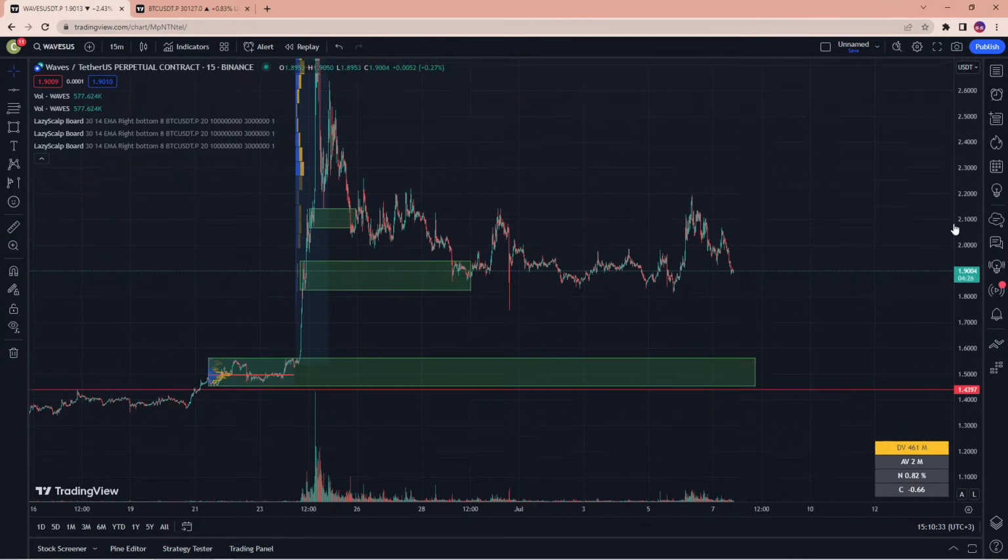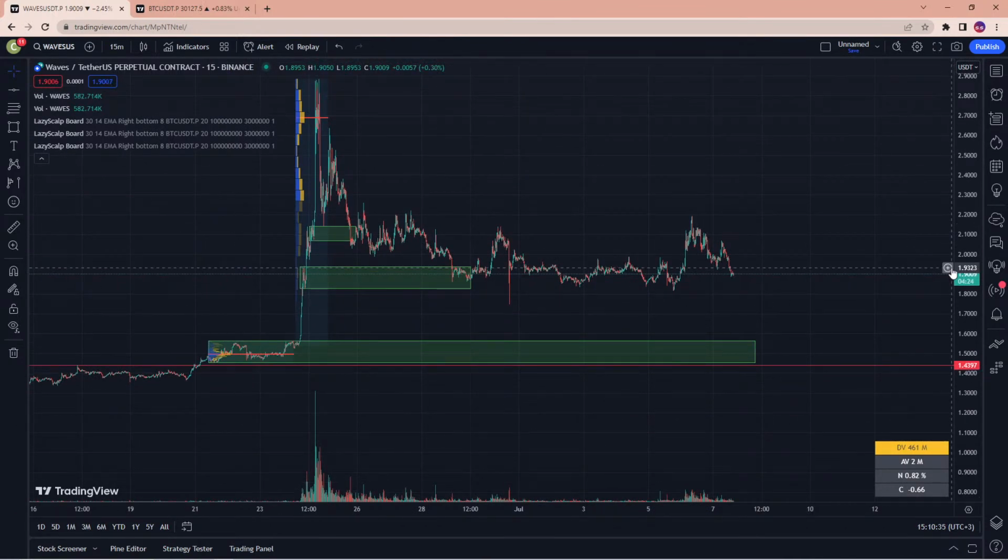I think that's clear about the difference between horizontal levels and horizontal volumes and vertical volumes. If you manage to combine these two tools inside your analysis, it will be even more efficient.